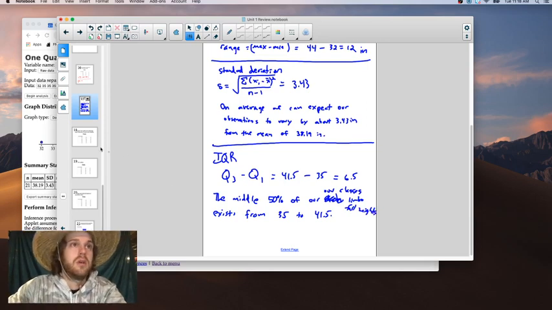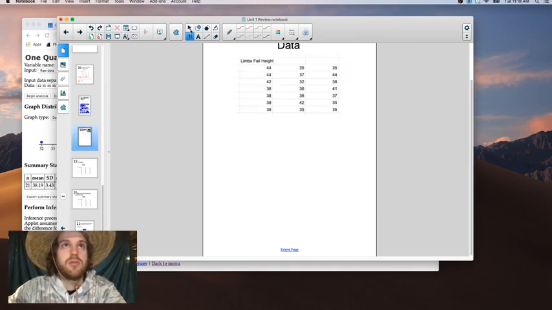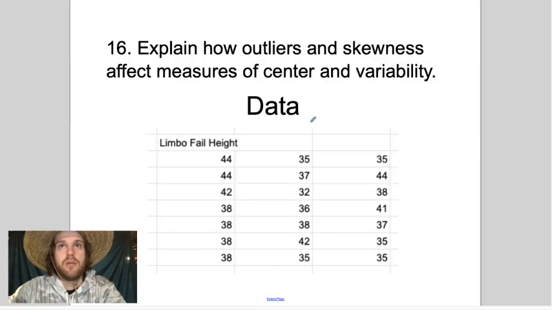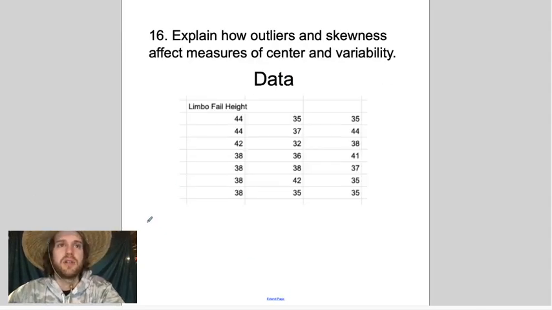Perfect. All right, cool. Explain how outliers and skewness affect the measures of center and measures of variability. Sure. Let's go through those really fast. So, measures of center and measures of variability. We're going to talk about first of all the mean. The mean is very sensitive to outliers, and the median, or Q2, is very resistant to outliers.